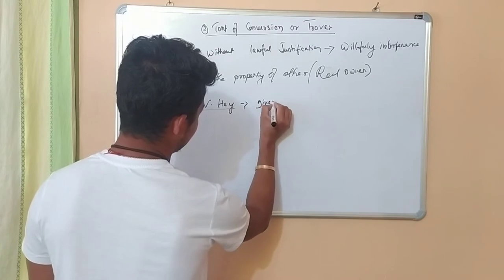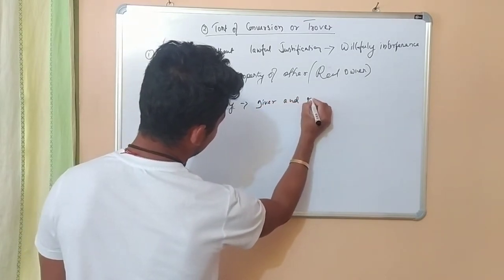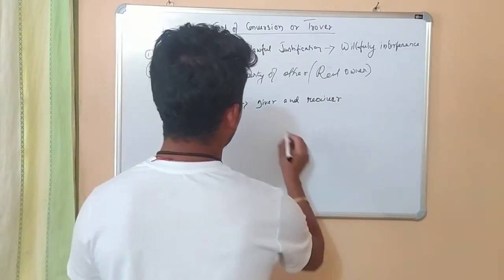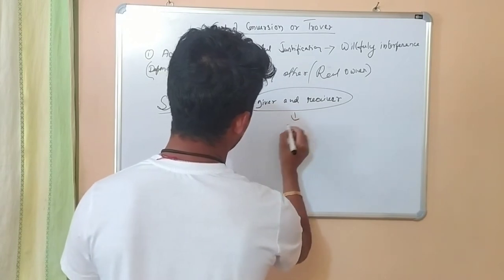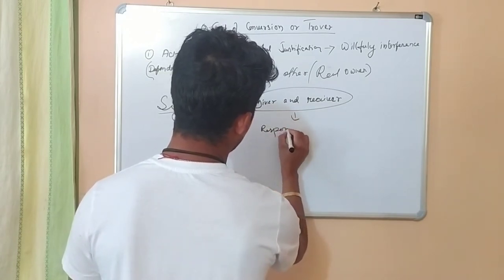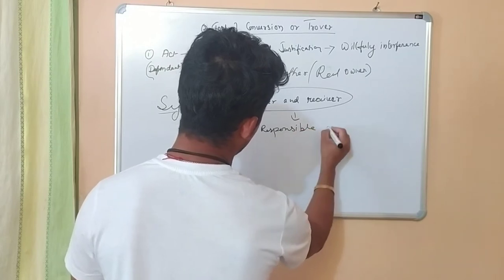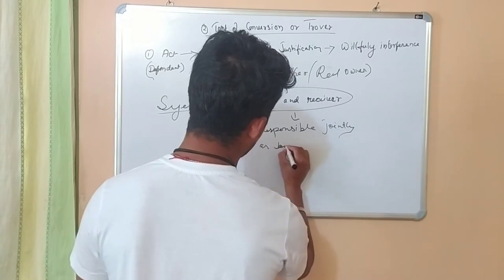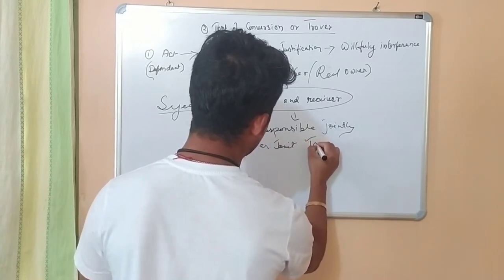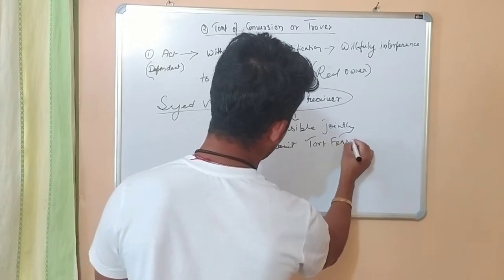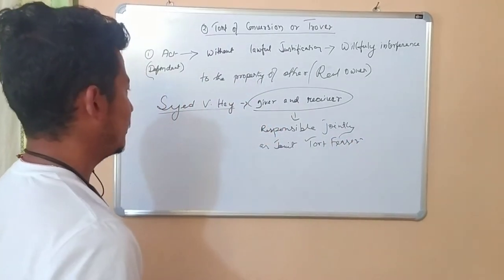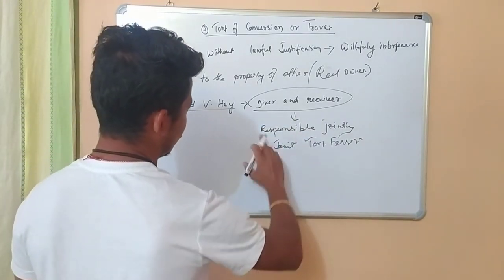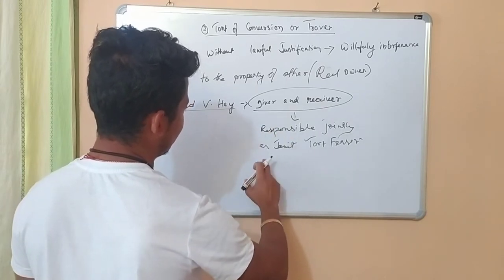Giver and receiver. Both parties will be jointly responsible as joint tortfeasors. Here the court said that the giver and receiver are both responsible; both persons will be held responsible as joint tortfeasors.